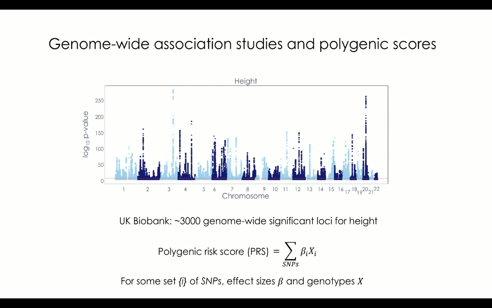But we can try and account for this in perhaps the most naive way possible, just by summing up the effect of all of these variants. So we construct what we call a polygenic score by summing up the effect size beta multiplied by your genotype at each one of these variants. That gives you a single number, which is a prediction of your genetic value for that phenotype.